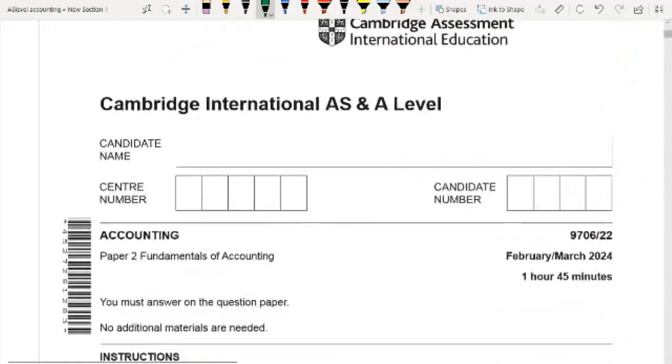This is AS Level Accounting, Feb/March 2024, Paper 2, Variant 2. So we are going to solve this paper today. Let's see its first question.